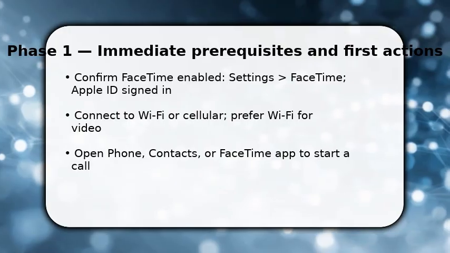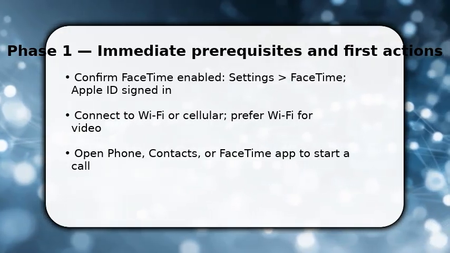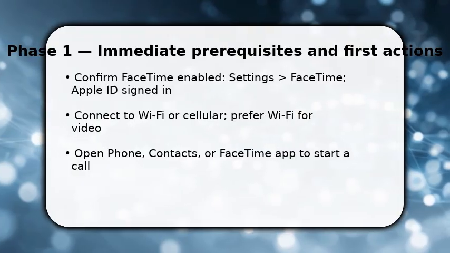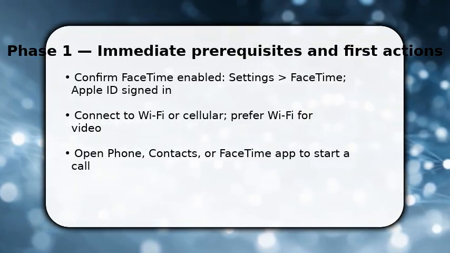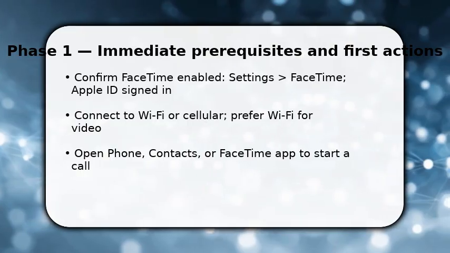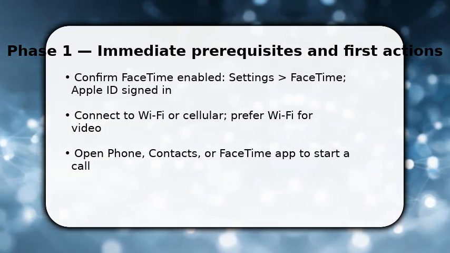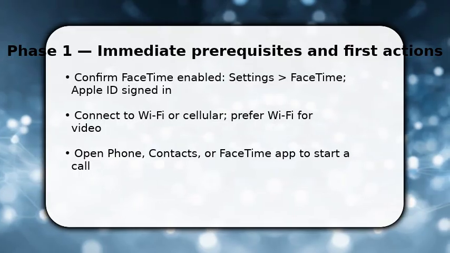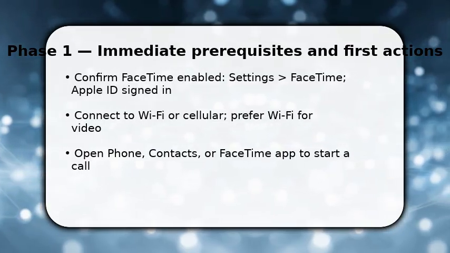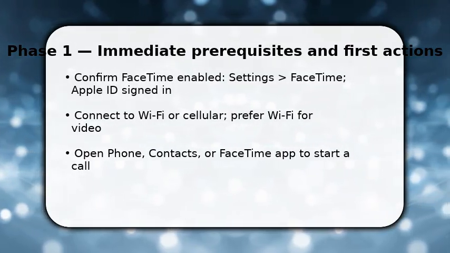Video needs bandwidth. Next, open the FaceTime app or a contact in Phone or Contacts and tap the video or audio icon to initiate. You're starting the call now. This direct action places the invite. If someone doesn't answer, try sending a FaceTime request message instead.